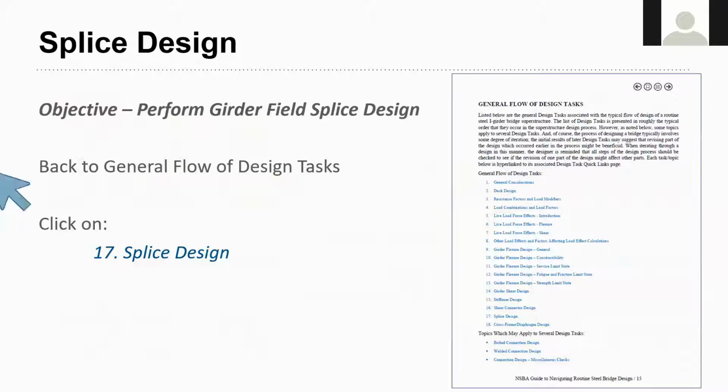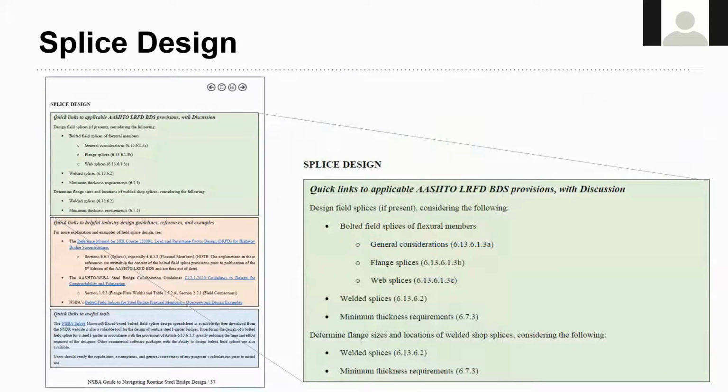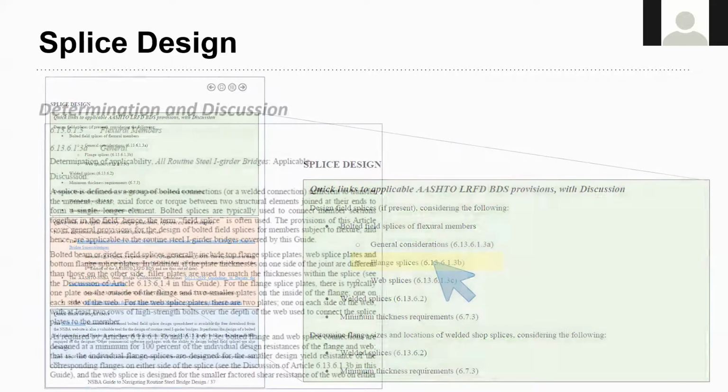So what does the guide tell me? Again, I'll go back to the general flow of design tasks on page 15. I'll click on Splice Design. We saw Dominic walk through this a little bit, but I'm going to walk through it a little bit more. First up is the green box, the quick links to the applicable AASHTO LRFD bridge design spec provisions with discussion. So let's go ahead and click on flange splices and see what the guideline has to say about that.